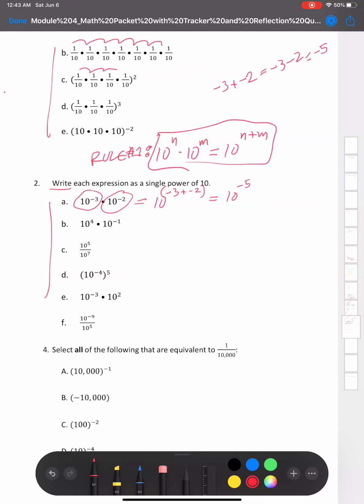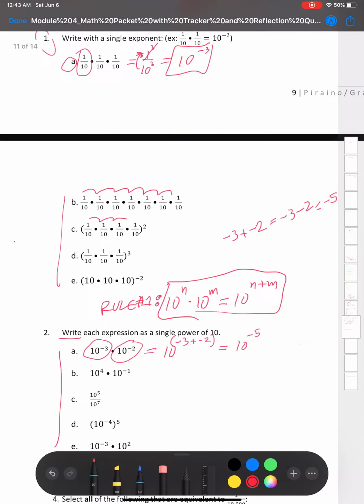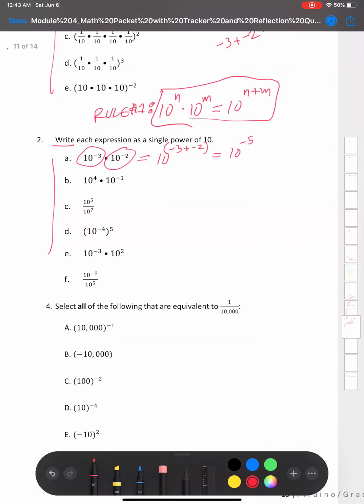And then from rule number 4, if we wanted to clean this up and make it into a positive exponent, we're just going to go 1 divided by 10 to the 5th power, and there is our positive exponent.